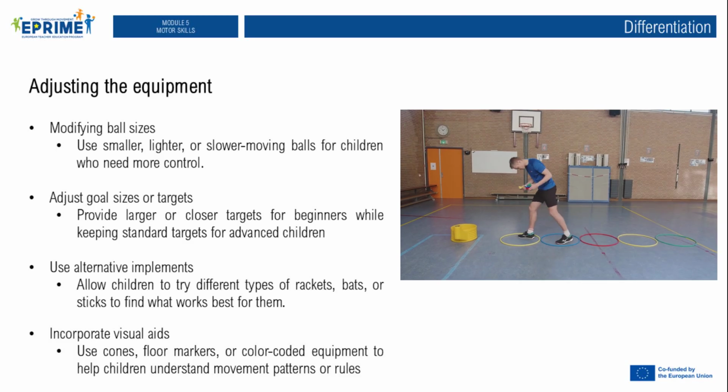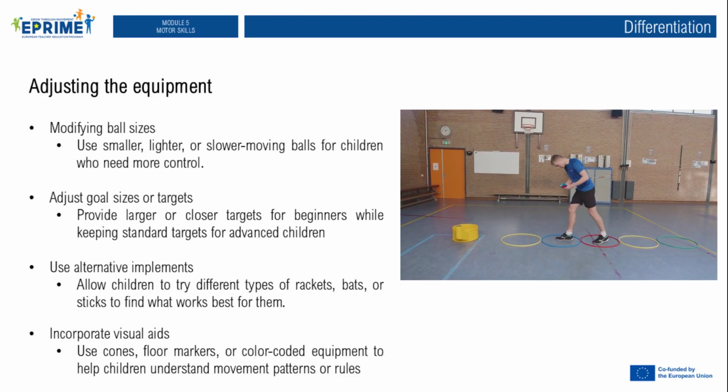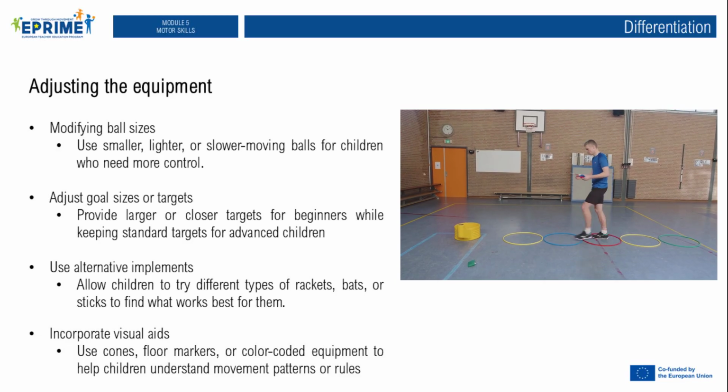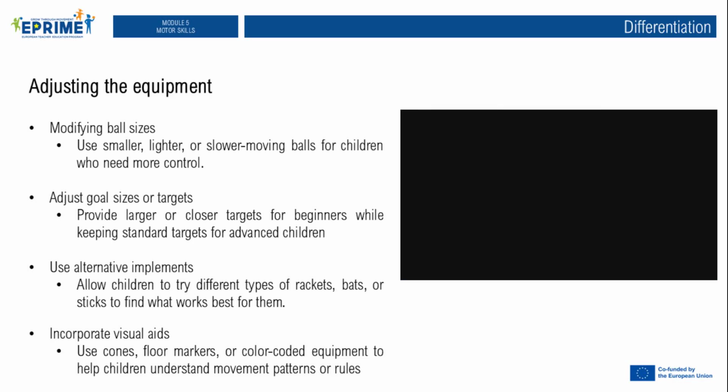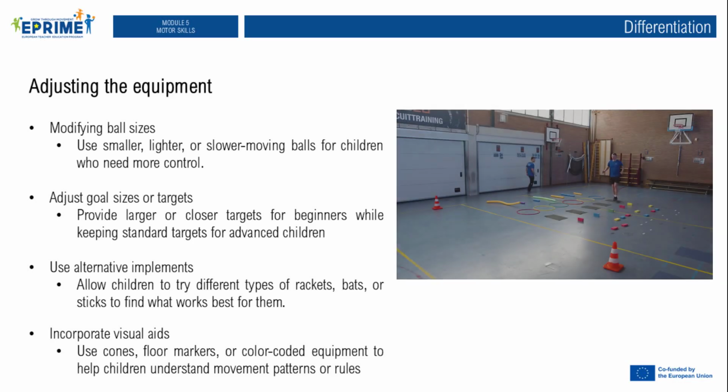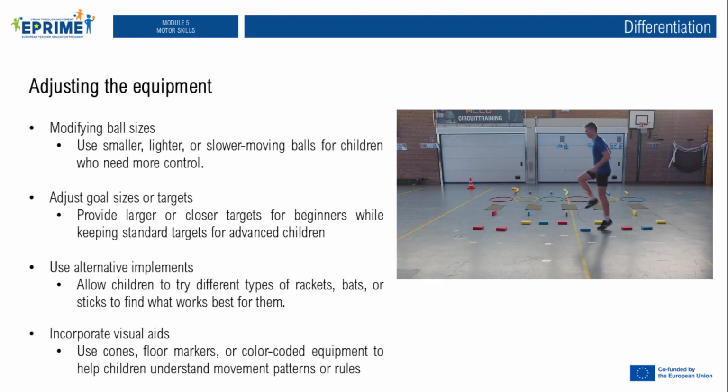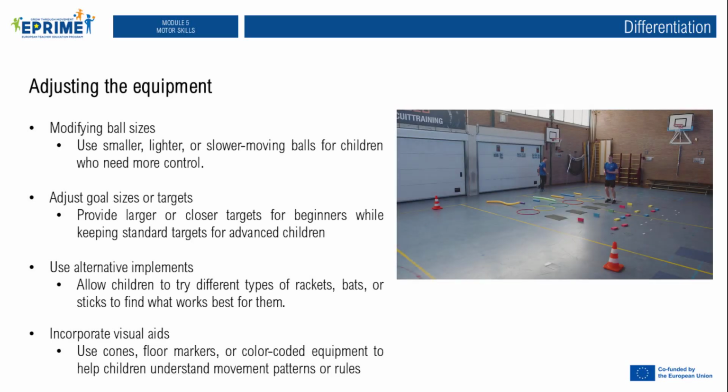You can also use alternative implements to meet children where they are. If a child struggles with a standard tennis racket or baseball bat, try using a shorter, lighter version to help them build their skills. Lastly, incorporate visual aids to support learning. Cones, floor markers, or color-coded equipment can provide clear guidance on movement patterns or game rules, making activities easier to follow. In the video on the right, you see a simple example where different floor markers help support the coordination of the movement and help ensure the movement is performed correctly.